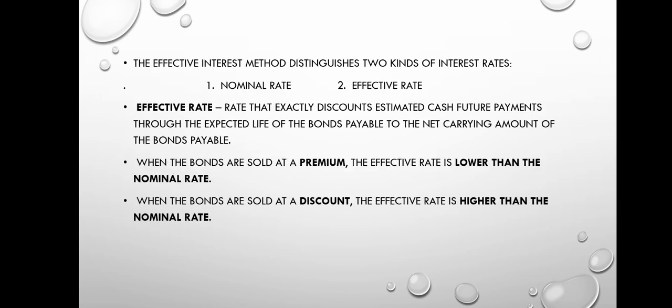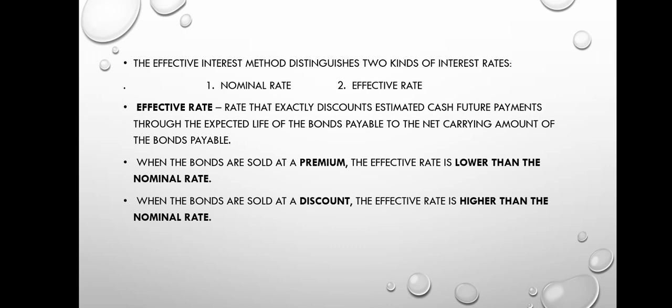The effective interest method distinguishes two kinds of interest rates, which are the nominal rate and the effective rate. Nominal rate is also called the coupon rate, while effective rate is also called the yield rate. Effective rate is a rate that exactly discounts estimated future cash payments through the expected life of the bonds payable to the net carrying amount of the bonds payable.